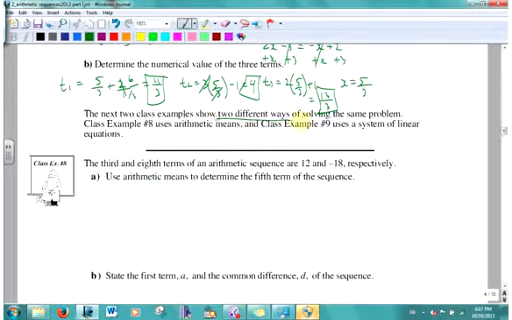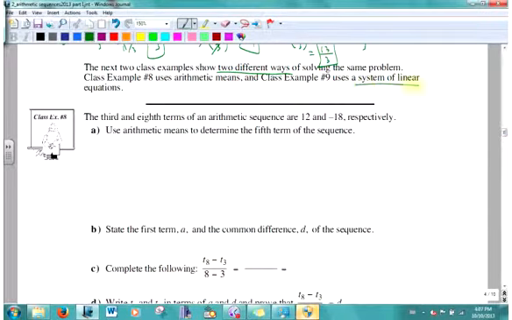2 different ways to solve the next question. We can use a system of linear equations, and we can use arithmetic means. There's 2 ways to do this question. We're going to do it 2 ways. Okay, first let's use arithmetic means.